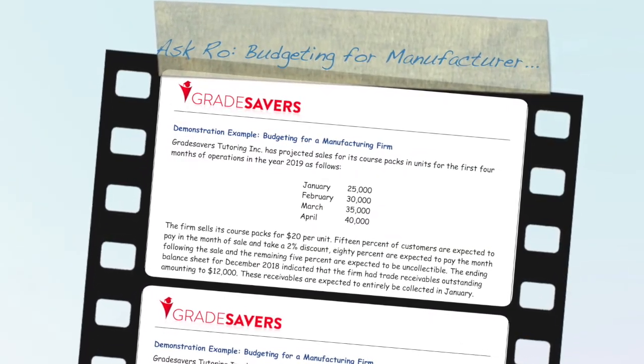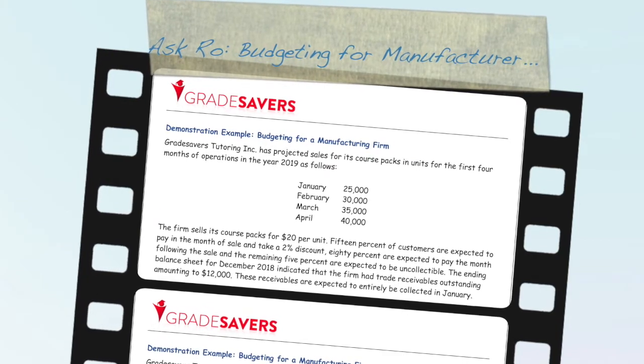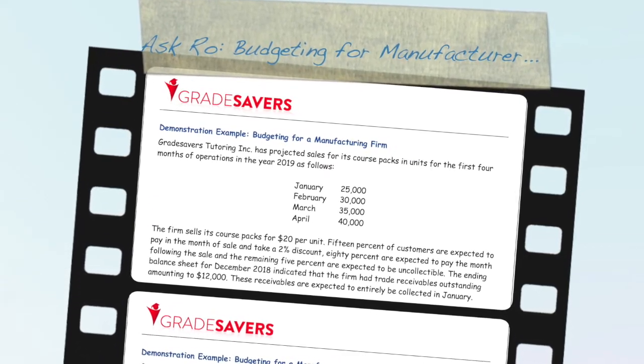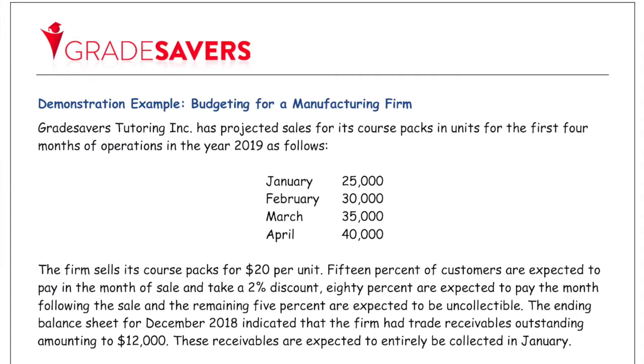I know a lot of you guys are studying for your COM 305 Introduction to Managerial Accounting final exam that's coming up. One of the questions that usually shows up on this exam involves budgeting. And so to help you guys out, I've set up an example here to show you how the budgeting process would be conducted for a manufacturing firm.